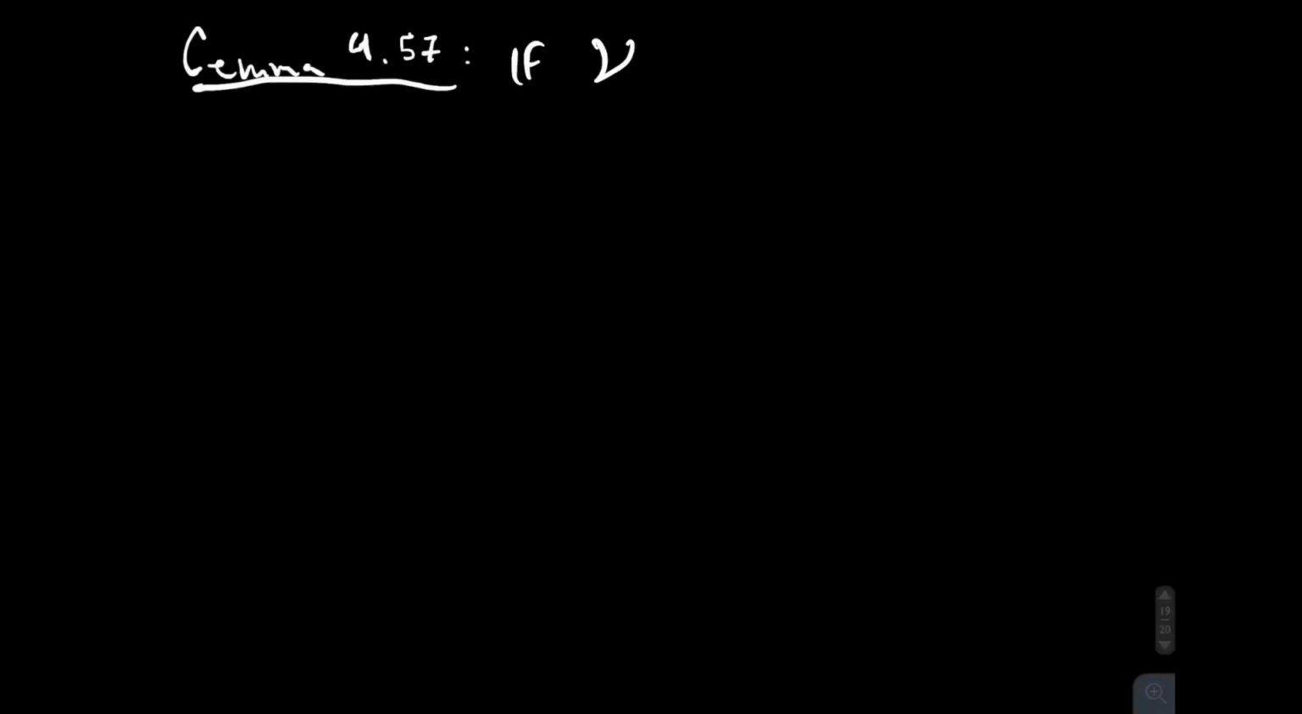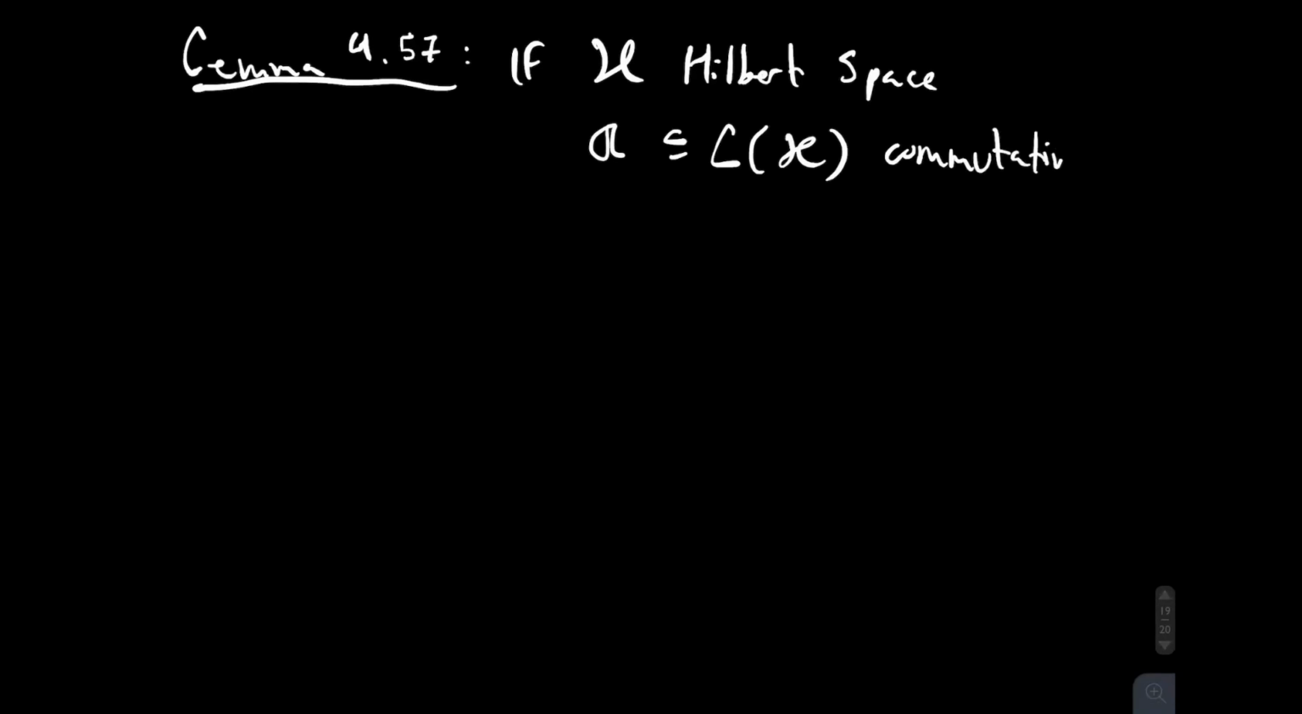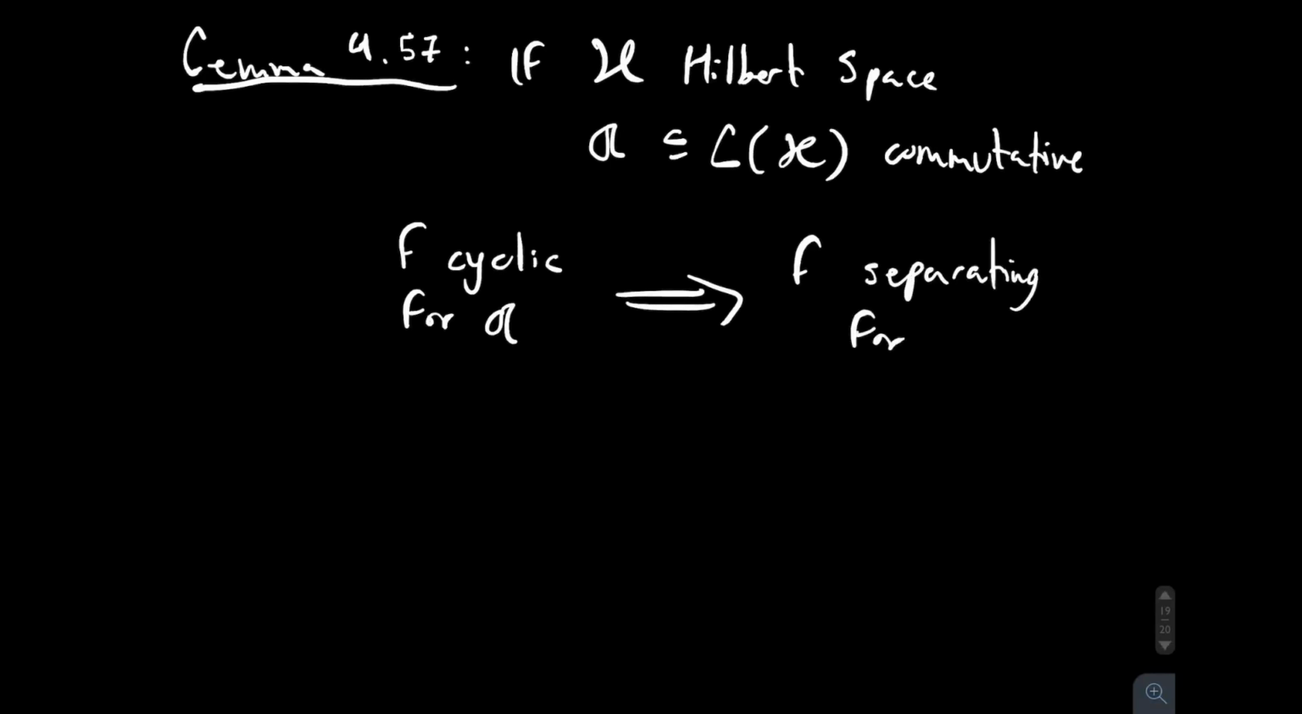Now we'll take a look at lemma 4.57. If H is a Hilbert space, and 𝒜 is a commutative subalgebra of L(H), we find that if f is cyclic for 𝒜, then that actually implies that f is separating for 𝒜.